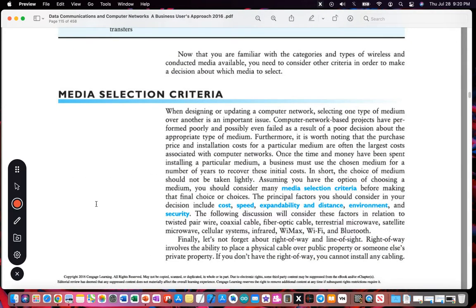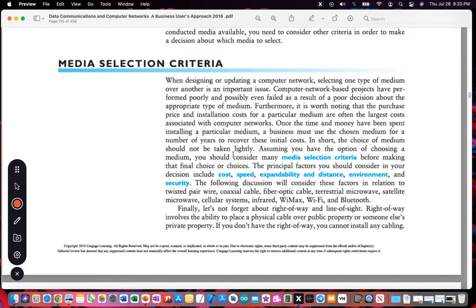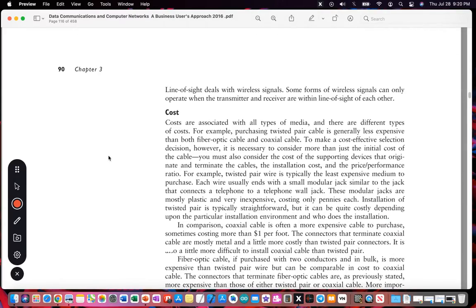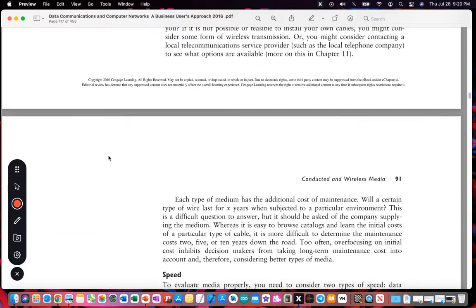Now, media selection criteria. The criteria are: consider the cost, the speed, the expandability and distance, the environment, and finally security. Number 1, cost. Number 2, speed. Number 3, expandability and distance. Number 4, environment. And number 5, security. 5 factors to be considered in selecting a media. Each one is described here.